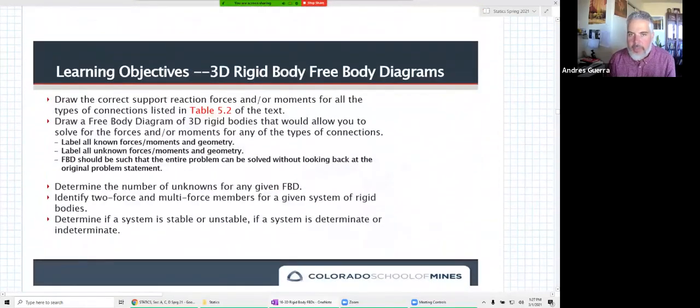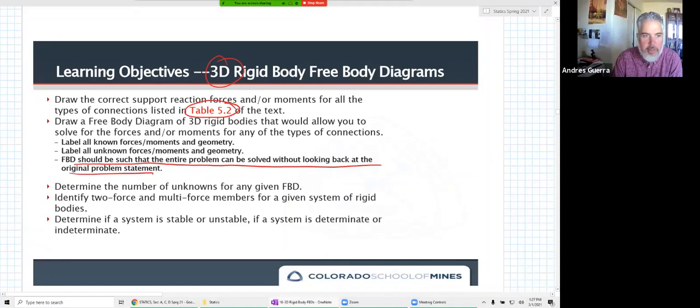Our learning objectives are essentially the same as they were for 2D rigid bodies. The only thing that's different is it's table 5.2 now instead of table 5.1. But we need to be able to draw all the correct support reaction forces and moments for all the types of connections listed in table 5.2 of the text. The FBD should be such that the entire problem can be solved without looking back at the original problem statement.